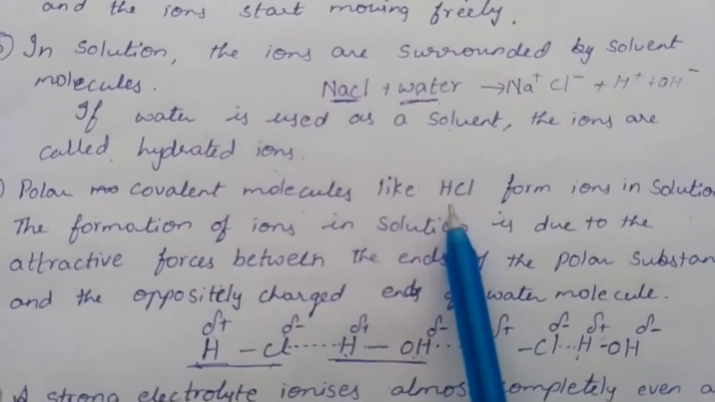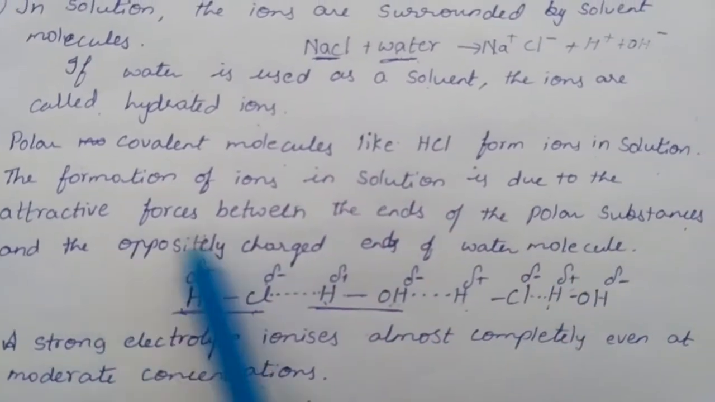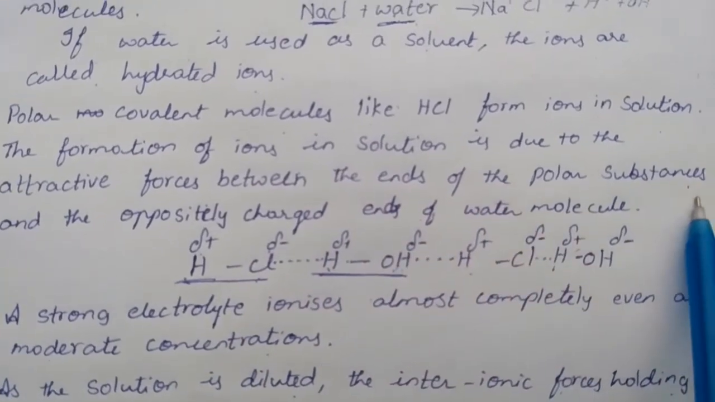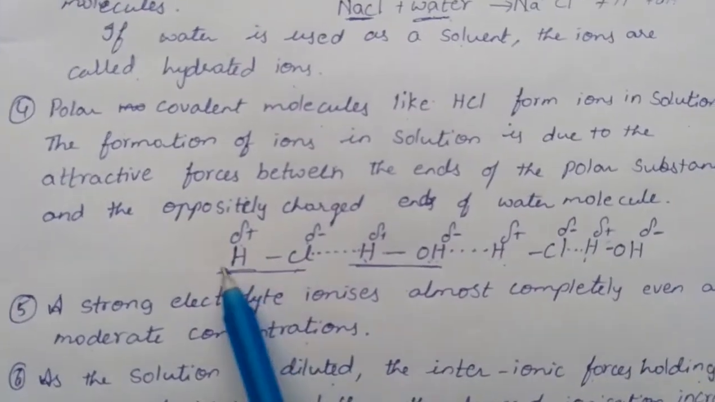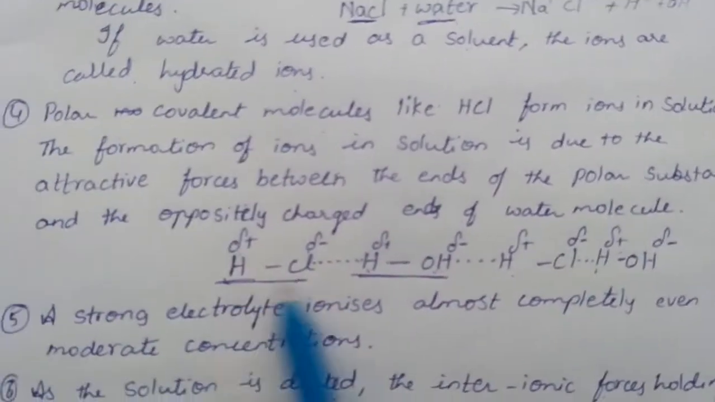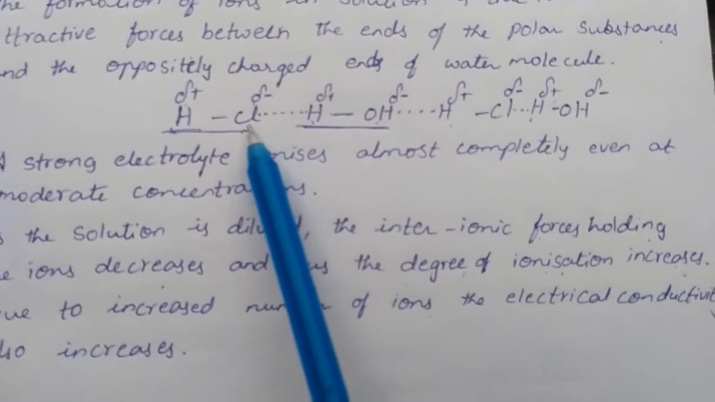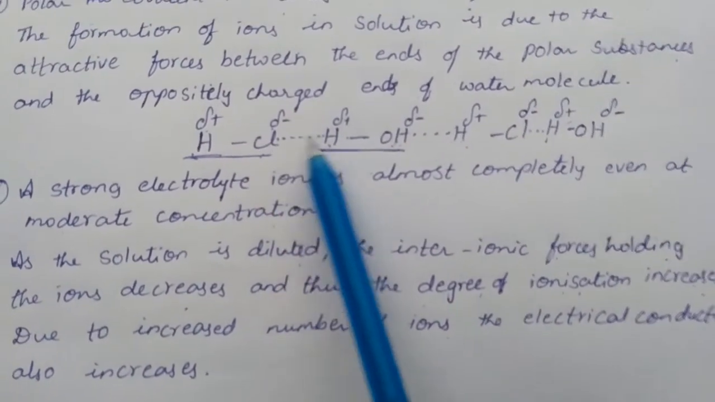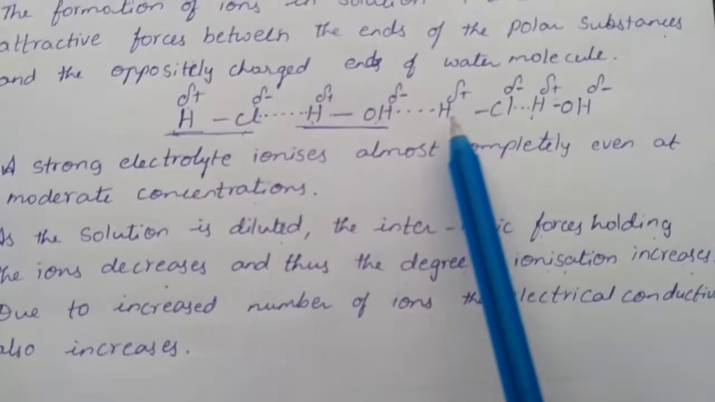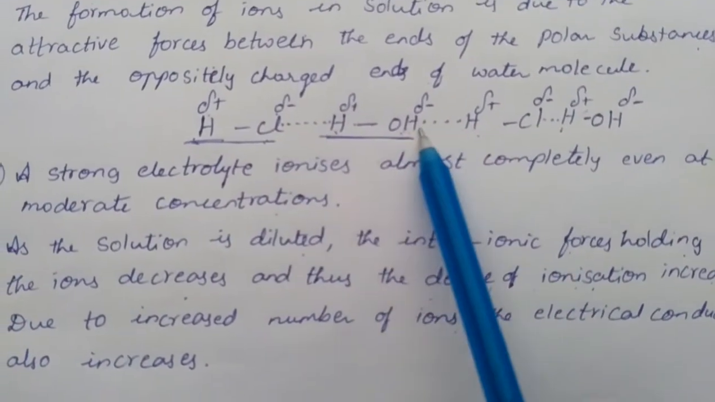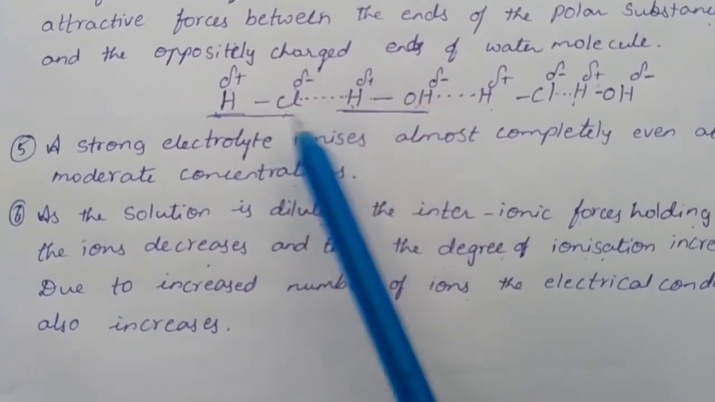Polar covalent molecules like hydrogen chloride form ions in solution. This formation of ions in solution is due to the attractive forces between the ends of the polar substances and the oppositely charged ends of the water molecule. See here the example, hydrogen chloride and water. Here the bond will be broken, so that the chlorine from the hydrogen chloride will be attracted towards the positive hydrogen atom in the water, and the OH of water will be attracted towards the hydrogen of the HCl. So here the bonds will be present between hydrogen and hydroxide and between hydrogen and chlorine.